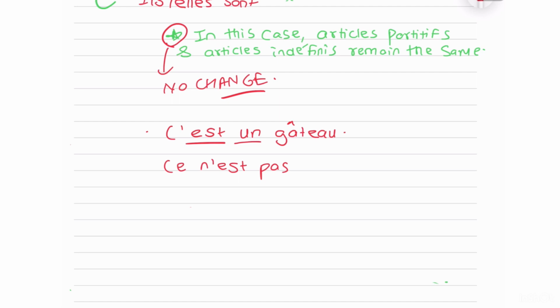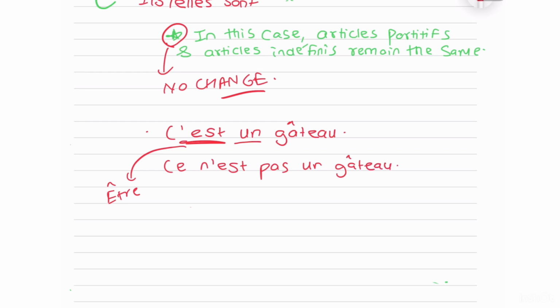But because you have to see the entire sentence, est is over here. That is a conjugation of être and être is an exception. That means anytime être is in your sentence, you will not change article indefini or partitif. Only ne pas, that's it. So ce n'est pas un gâteau. This is why looking at the entire sentence is important.